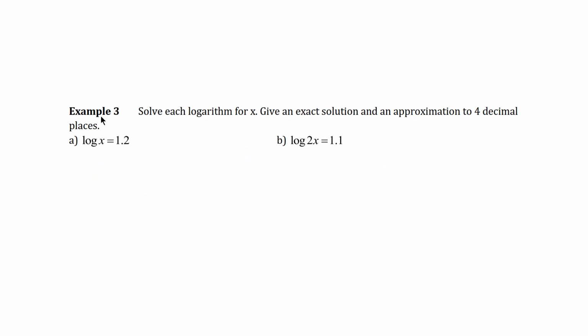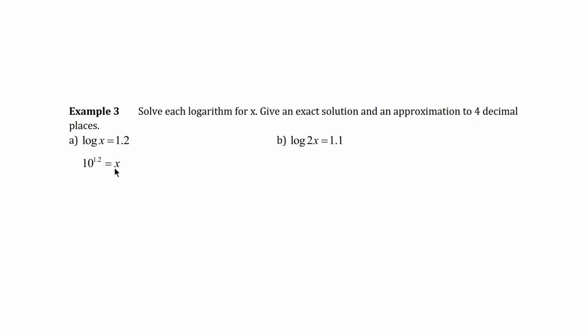Next, we have example number 3. Solve each logarithm for x. Give an exact solution and an approximation to 4 decimal places. For part A, we have log of x equals 1.2. To solve for x, we just rewrite this in exponential notation, and notice here that we have common log. So the base of this logarithm is 10. We get 10 to the 1.2 power equals x.